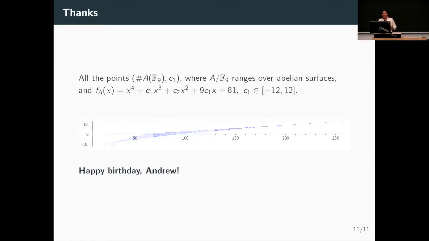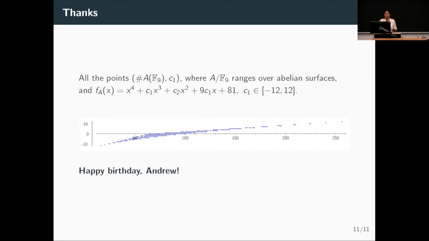Okay, so in the last slide, I want to show you that we actually plotted, considering the field F9 and all the Abelian surfaces defined over F9, how many F9 points they can have. The horizontal row is the number of points, and if I have an Abelian surface, then its Weil polynomial is a monic degree 4 polynomial with integer coefficients determined by two constants C1 and C2, right?